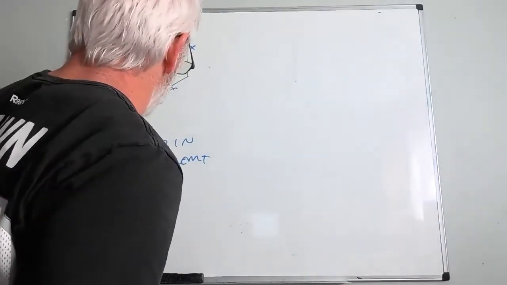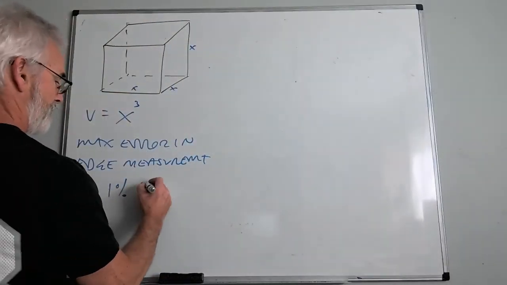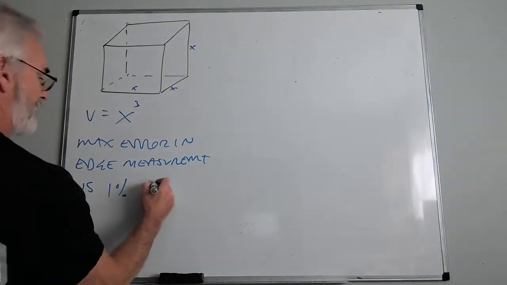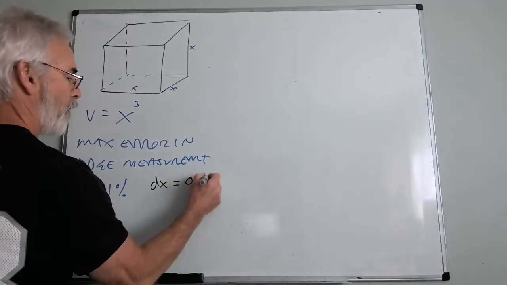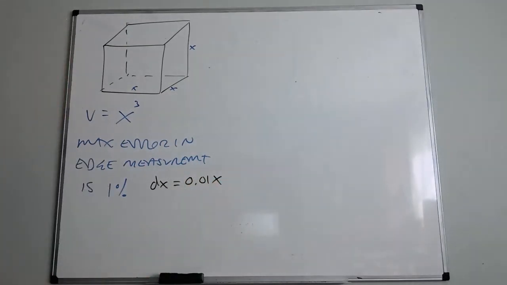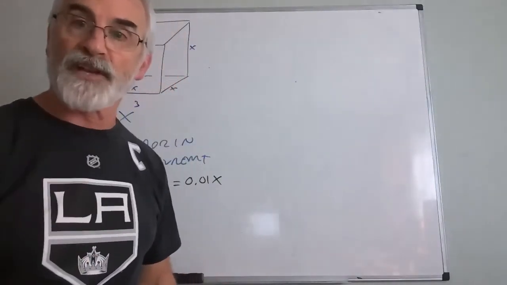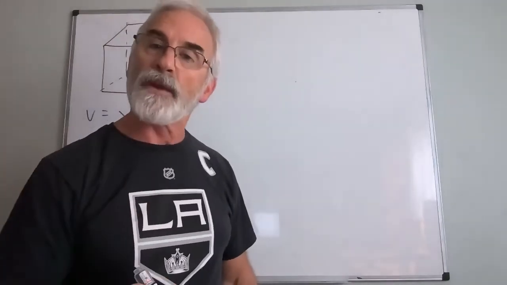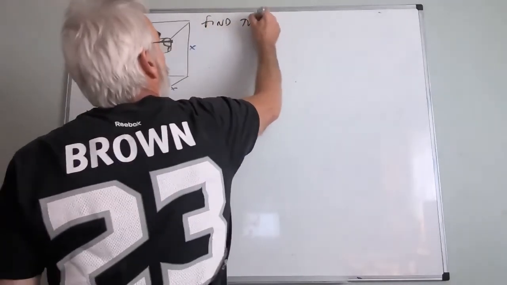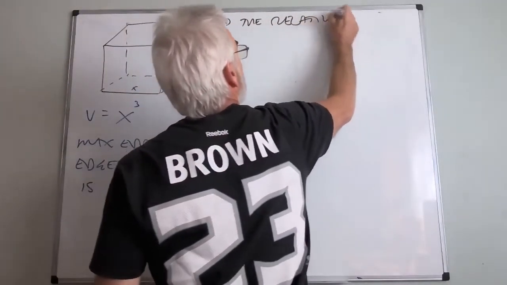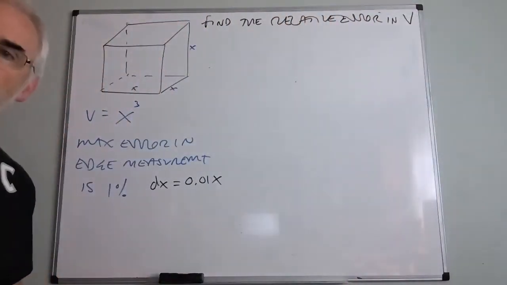So if we said the maximum error in the measurement is 1%, then what we're saying is, in a sense, that the maximum error is 1% of what it's supposed to be. So the maximum error in my measurement is 0.01 times what it was supposed to be. And let's say this is true whether it's a sugar cube or a gigantic pod. 1% still represents the maximum. So what we want to do is find the relative error in volume. Let's call it V. I want to find the relative error in volume.